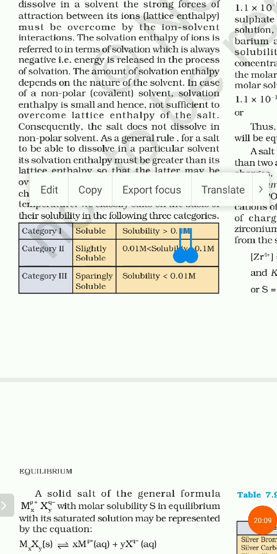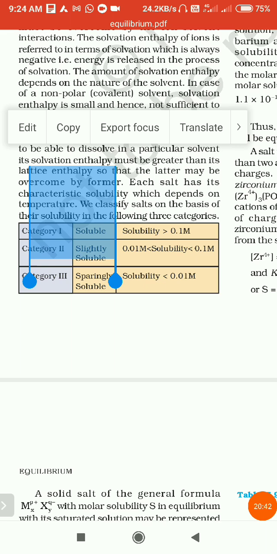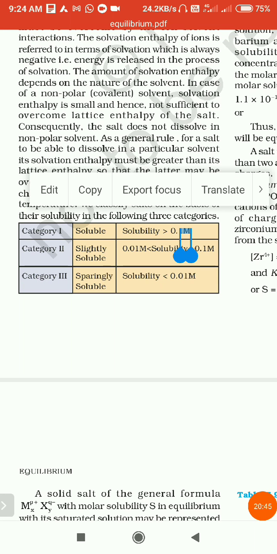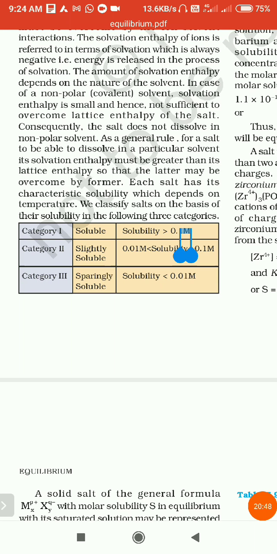Molarity means concentration. Concentration expressing methods are molarity, normality, formality, mole fraction. These are the methods of expressing the concentration of a solution. So when the solubility is greater than 0.1 molar, the solubility is high, and those salts are soluble.